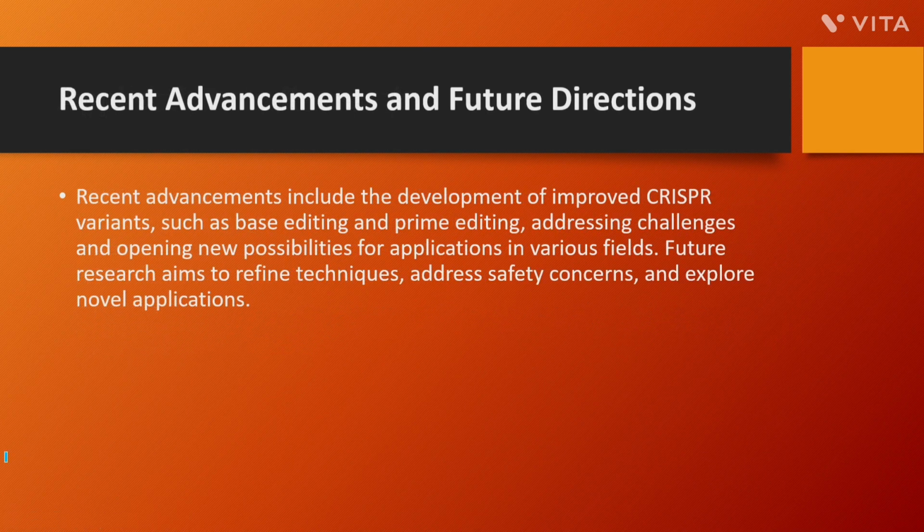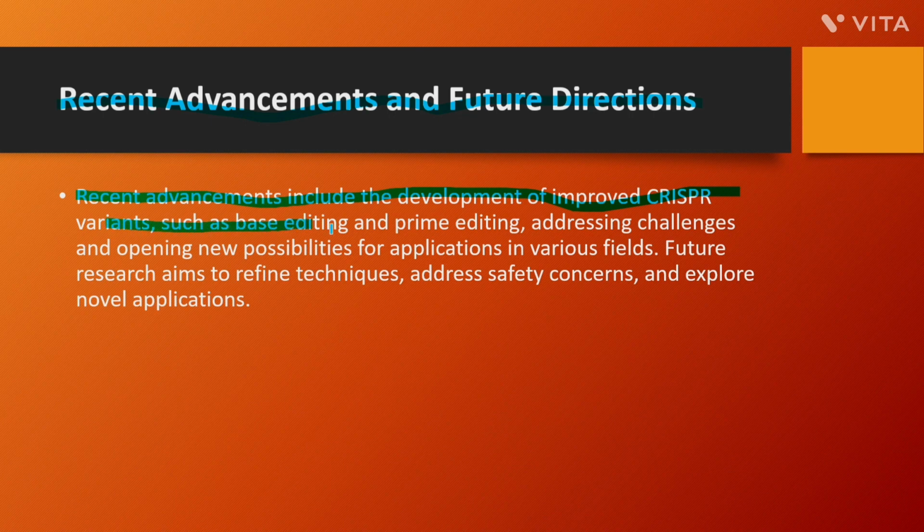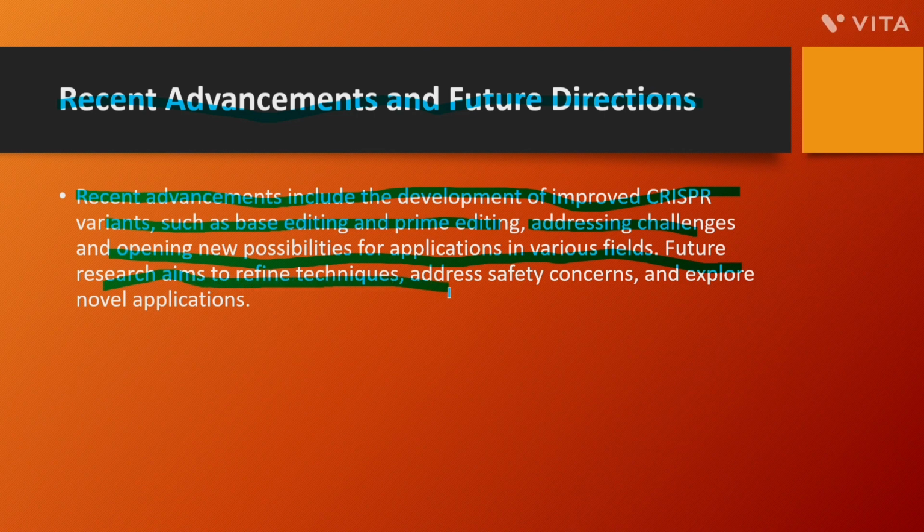Now, let us look at the recent advancements and future directions. Recent advancements include the development of improved CRISPR variants such as base editing and prime editing, addressing challenges and opening new possibilities for applications in various fields. Future research aims to refine techniques, address safety concerns, and explore novel applications.